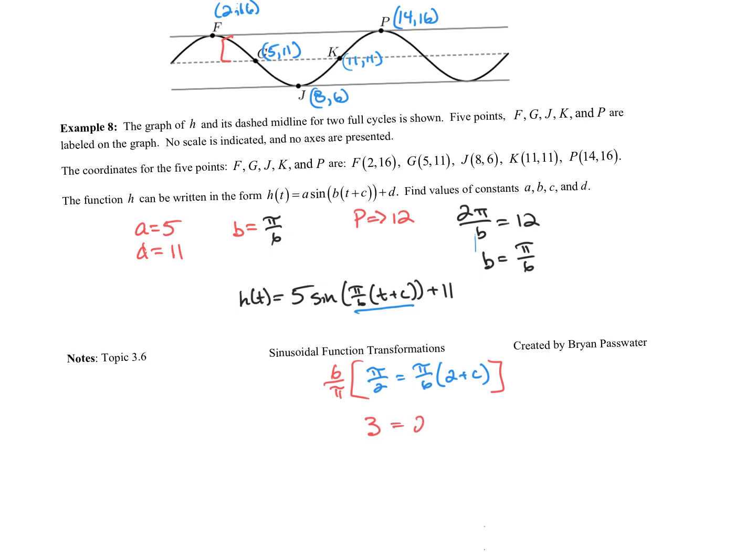And so now I'm just left with 3 is equal to 2 plus c. All right? And so what does c equal? C equals 1. And so now that I have that, I can just back substitute it, or I guess in this case it just says find the value. So c is equal to 1. And so h of t would equal 5 sine of pi over 6 times t plus 1, plus 11.